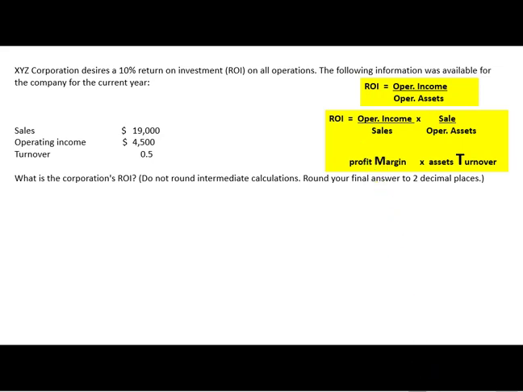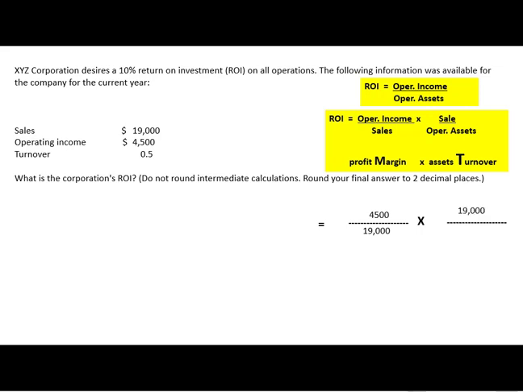So probably the best one to use would be this more expanded view. Let's plug in the things that we know. Operating income was $4,500. We're going to start right here. Sales were $19,000. So we'll plug that in, and that is the calculation for profit margin. And then they gave us turnover. We know the sales, but if we don't know operating assets, we know that when you divide operating assets into sales, you get asset turnover, and they gave us turnover. So we're going to use that 0.5 as turnover.